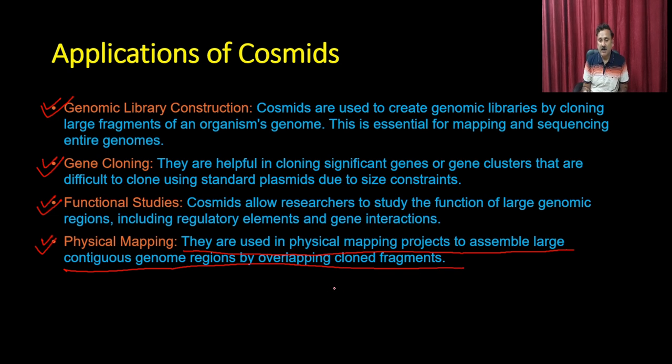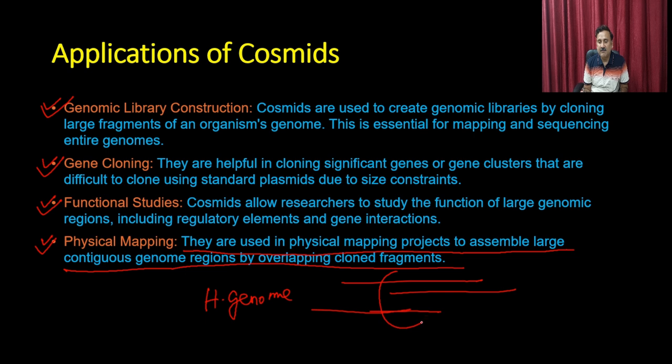This means, if you are actually going to work with the human genome, for example, you can generate the fragments with overlapping sequences like this. This overlapping fragment allows you to put that this is fragment number 1, this is fragment number 2, and this is fragment number 3. That is how you can do the mapping of the human genome using cosmids, because cosmid will allow you to clone the large fragments.